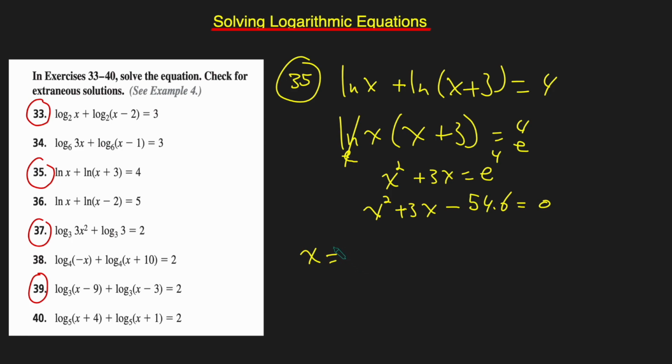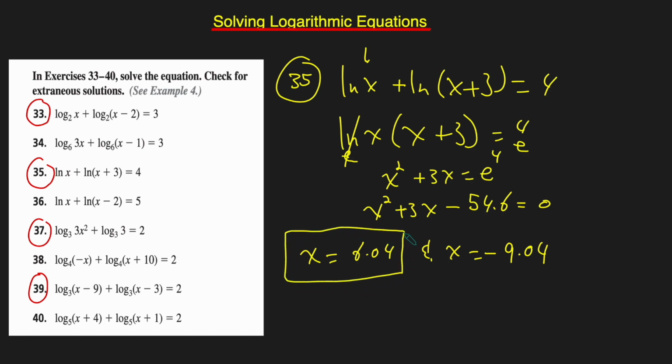X equals 6.04 and x equals negative 9.04. As you see, if you put x equal to 6.04, we're going to get positive here and positive here. Everything is good. So this is for sure a solution. For the negative, unfortunately, it is not, because if you put a negative here or here, we're going to end up with a negative, so this is not.